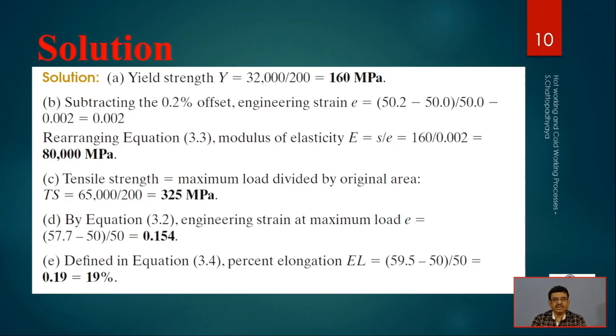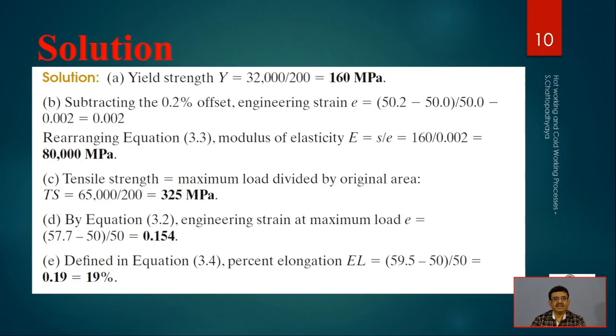It will be 0.002 straightaway: 50.2 minus 50, divided by that 50, equals that value. So rearranging these equations, we can find that the modulus of elasticity E would be 80,000 megapascal. And tensile strength is the maximum load divided by the original area.